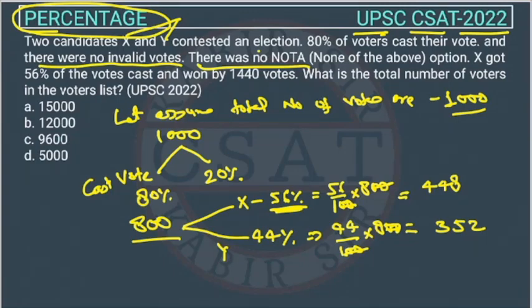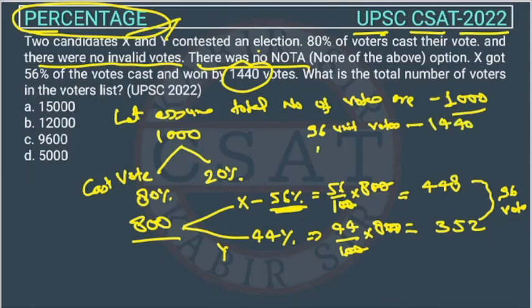Now what is the difference here? The difference here is 96 votes, right? But in the question it is given that he is winning by 1440 votes, right? So the 96 units of votes are equal to how much?